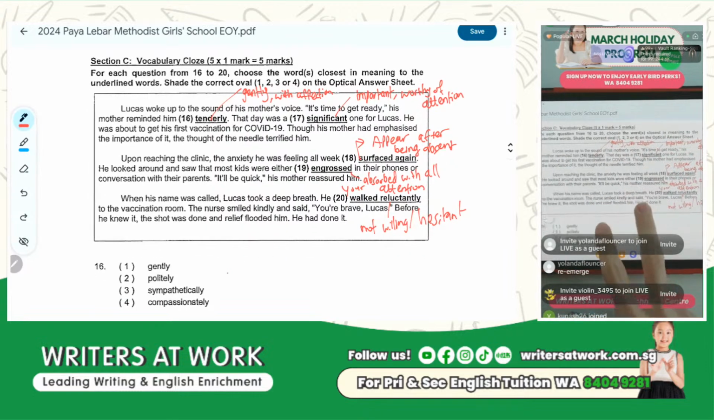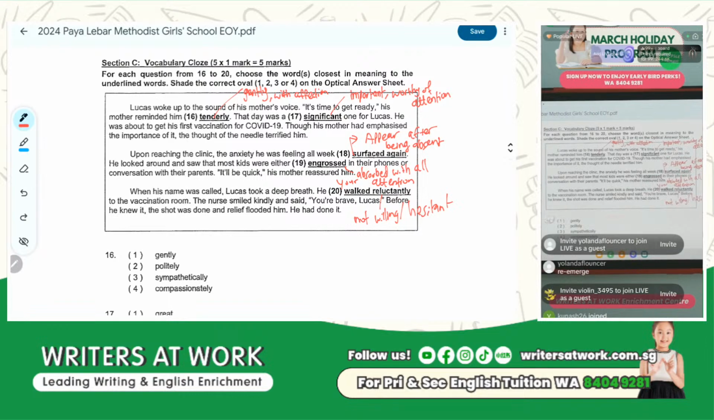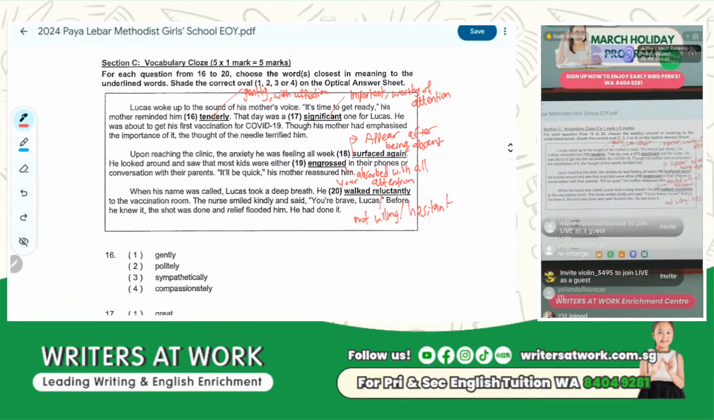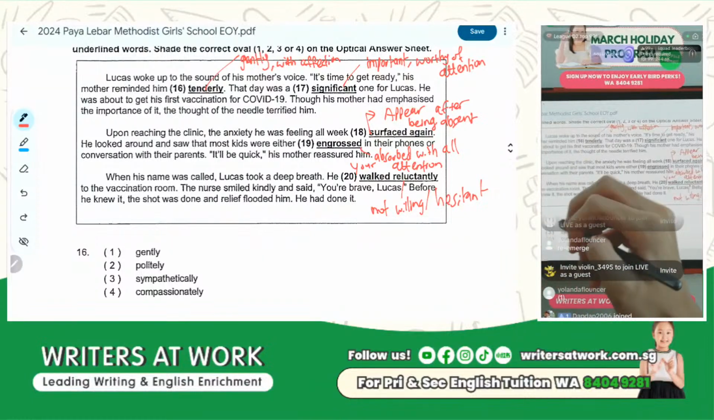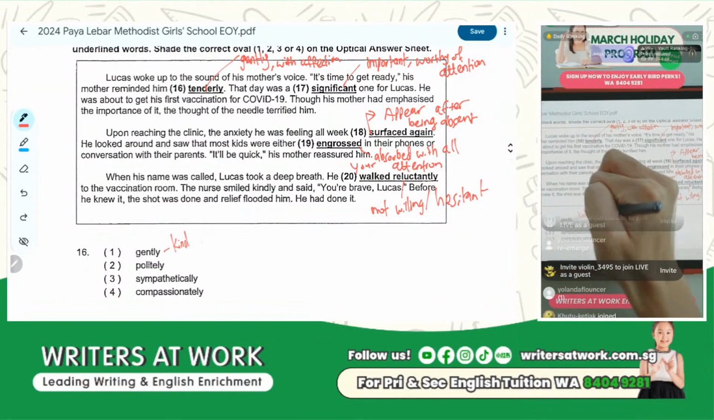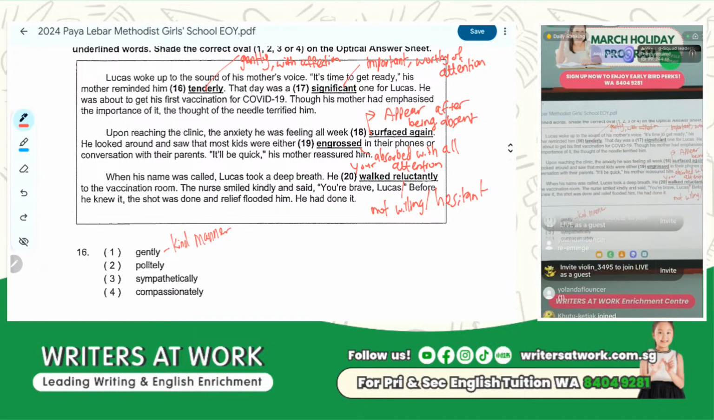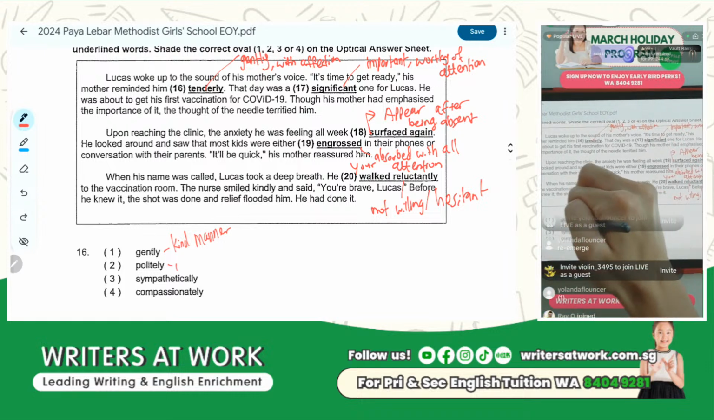Okay, let's take a look at question 16 first. The mother tenderly reminded him that he's going for his COVID vaccination. Alright, so tenderly, as we've discussed earlier, means you do it very gently, with affection, with love. So looking at our options, the first one is gently, which means that you are doing something in a very kind manner. That means you are very aware of the person's feelings. Next, we have the word politely. Politely means that you are very respectful of somebody.